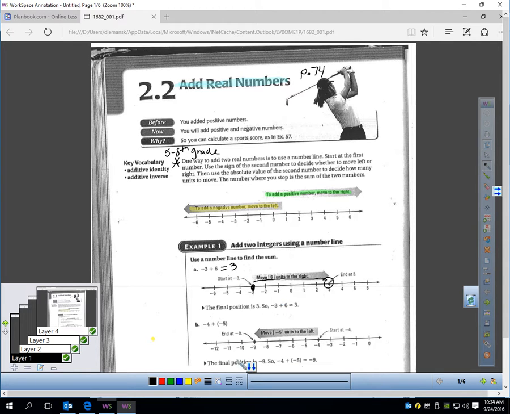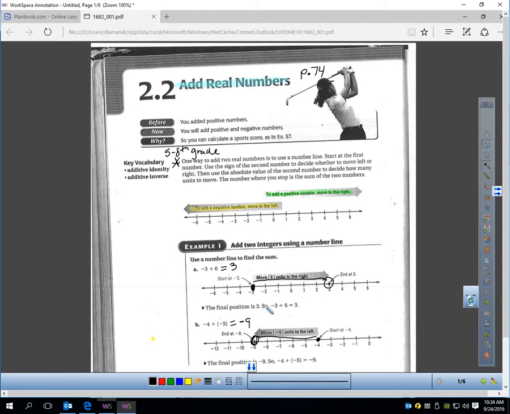Or here would be a second example. -4 plus -5. I'm going to start at -4. I'm going to go 5 units to the left because I'm adding a negative this time, and I finish right here, and that finishes at -9. The answer to this would be -9.